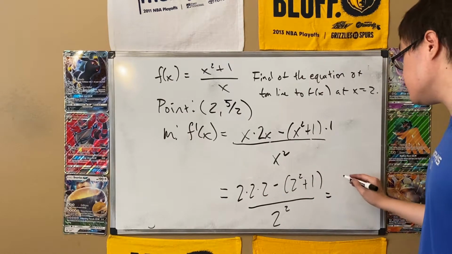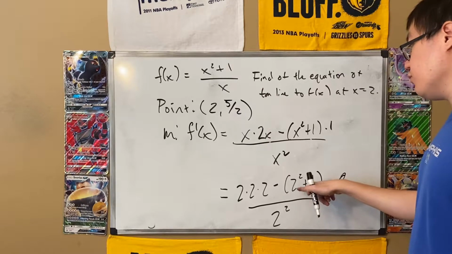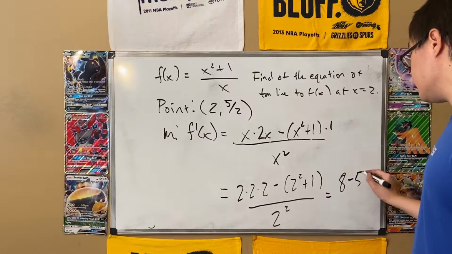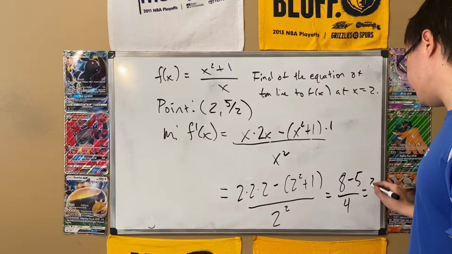2 times 2 times 2 is 8. 8 minus, well, this is 4 plus 1. 2 squared plus 1. So that's 5, finally over 4, so this is going to be 3/4.